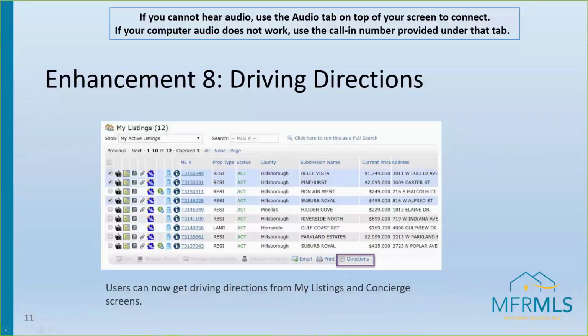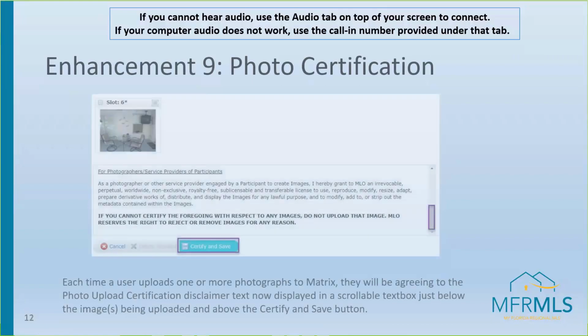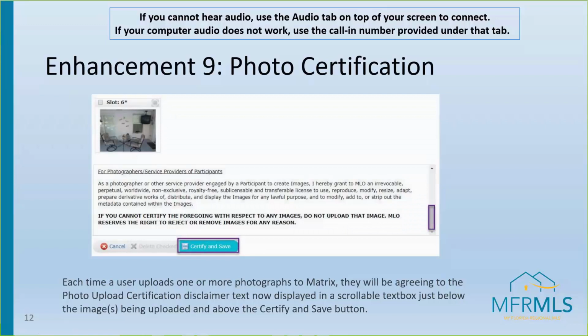Let's see, the final change is going to be about adding photos to a listing. Currently, when you enter a listing into Matrix, for those of you who do enter your own listings, when you go to add photos the first time, there's the certification statement saying that pretty much you own the images, that you understand the rules about images in the MLS. The first time you enter a listing, you read the certification statement before you upload the photos. But now there's actually a place where you certify.